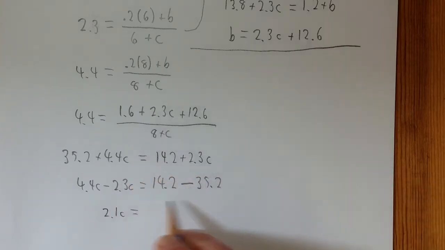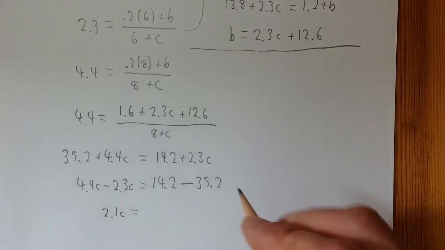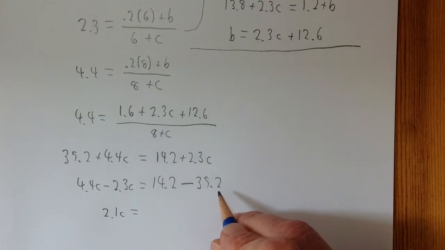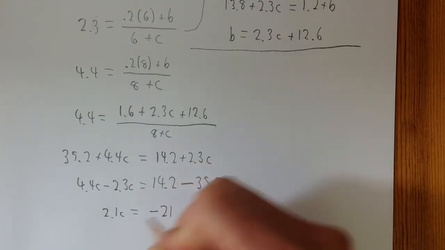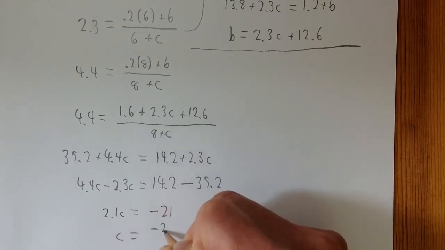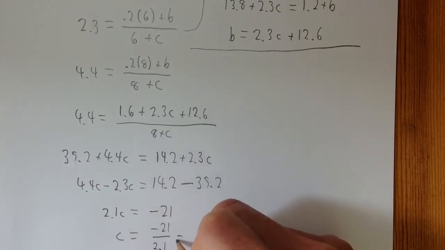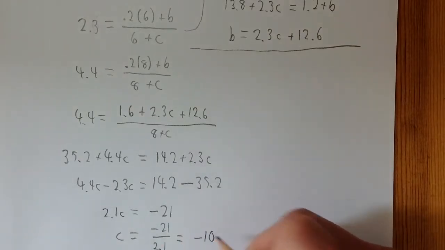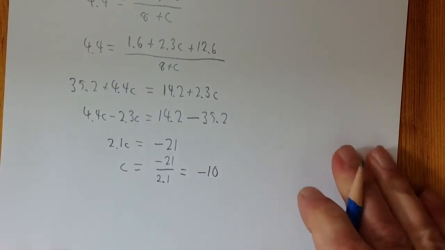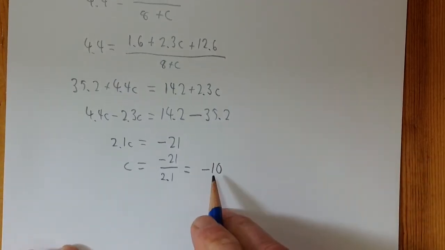2.1c equals 14.2 minus 35.2, which is negative 21. So c is equal to negative 21 divided by 2.1. Wow, is that exactly 10? Negative 10? It is. Wow, that's pretty cool. Okay, so c is negative 10.